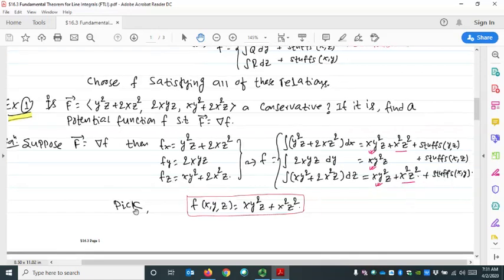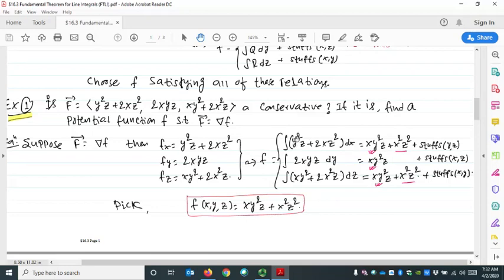So now pick the function little f satisfying this profile. Take these common terms, x y square z, x y square z, 1, and then pick the remaining terms. So here is x square z square, x square z square, another x square z square. We don't need to pick this one. We can take this constant equal to 0.